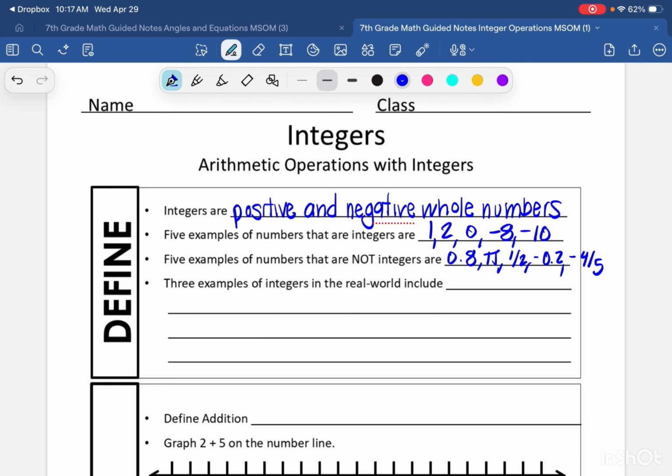3 examples of integers in the real world. A lot of times you will see positive and negative numbers or integers when they're talking about the temperature, if it's above or below 0. Sometimes you will see it with elevation, if it's above or below sea level. If you know how golf is scored, it's in golf scores. It could even be in a bank account if they are in debt, above or below 0.